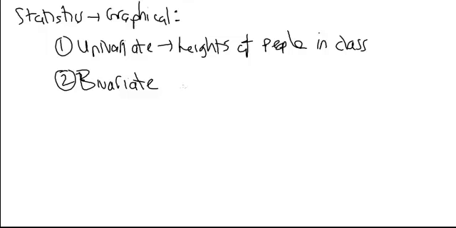Or of course it could be, as we did with the hair color, that's not a number. That's just going to be a list of hair colors. But the main thing is that it's going to be a list of single pieces of information. Bivariate, on the other hand, is when you have two pieces of information, or a pair, or pairs of.